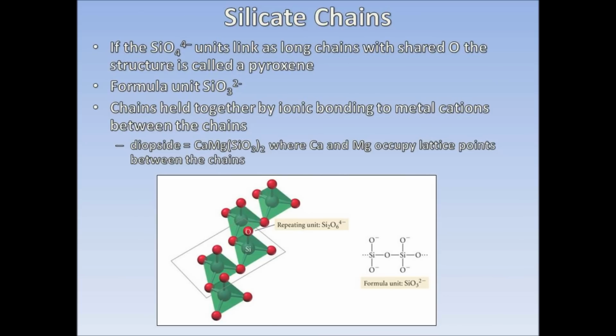The silicate ions can form long chains where connecting units share 1 oxygen atom. These structures are called pyroxenes and have a formula unit of SiO3 2-. Chains can be held together by ionic bonds to metal cations in between the chains, and one such example is diopside, where both calcium and magnesium atoms occupy lattice points between the chains.